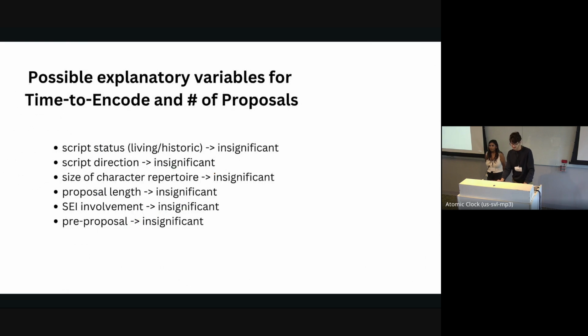Past that, we also didn't find anything for script status, whether it was historic, script direction, nothing was significant, size of the character repertoire, proposal length, SEI involvement, or whether there was a pre-proposal or not. The only thing we found that could seem to be a pattern of sorts was that logo syllabaries from East Asia tended to take 1 to 2 more proposals to get encoded than from other regions.